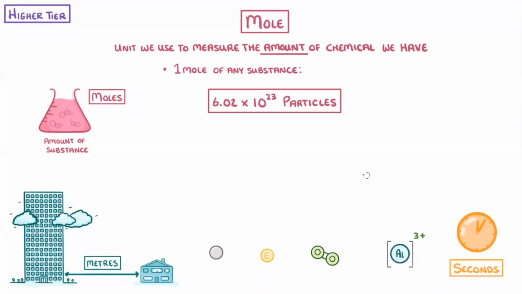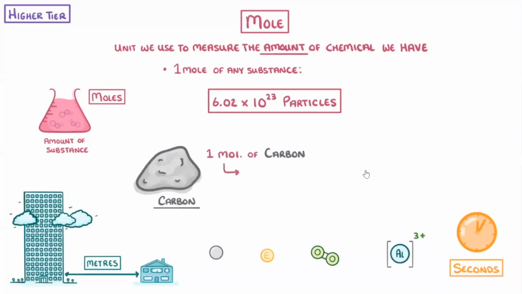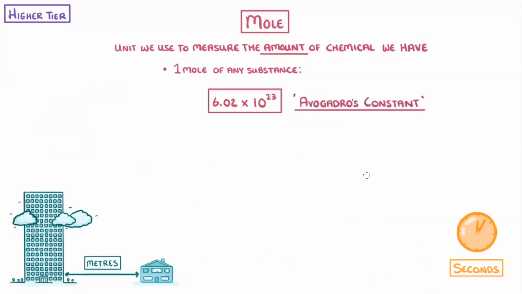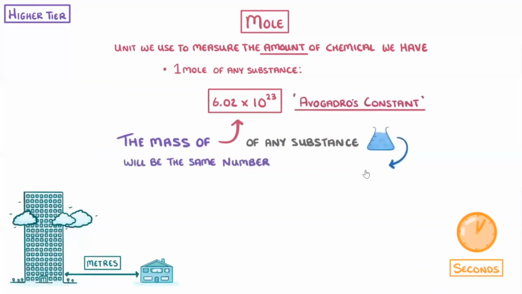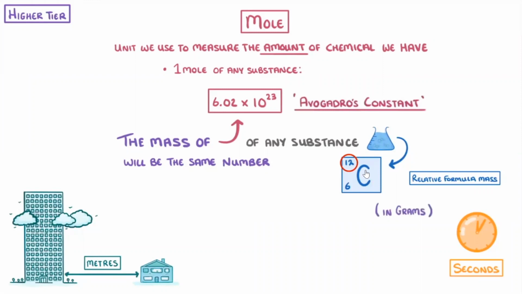So if we had a little pile of carbon, and we were told that it contained exactly 1 mole of carbon, then there must be 6.02 times 10 to the 23 atoms of carbon in that pile. We call this number Avogadro's constant. And the reason it's this specific number is that the mass of that many particles of any substance will be exactly the same number as that substance's relative atomic or formula mass in grams. So our little pile of 1 mole of carbon would weigh exactly 12 grams, because carbon's relative atomic mass is 12.